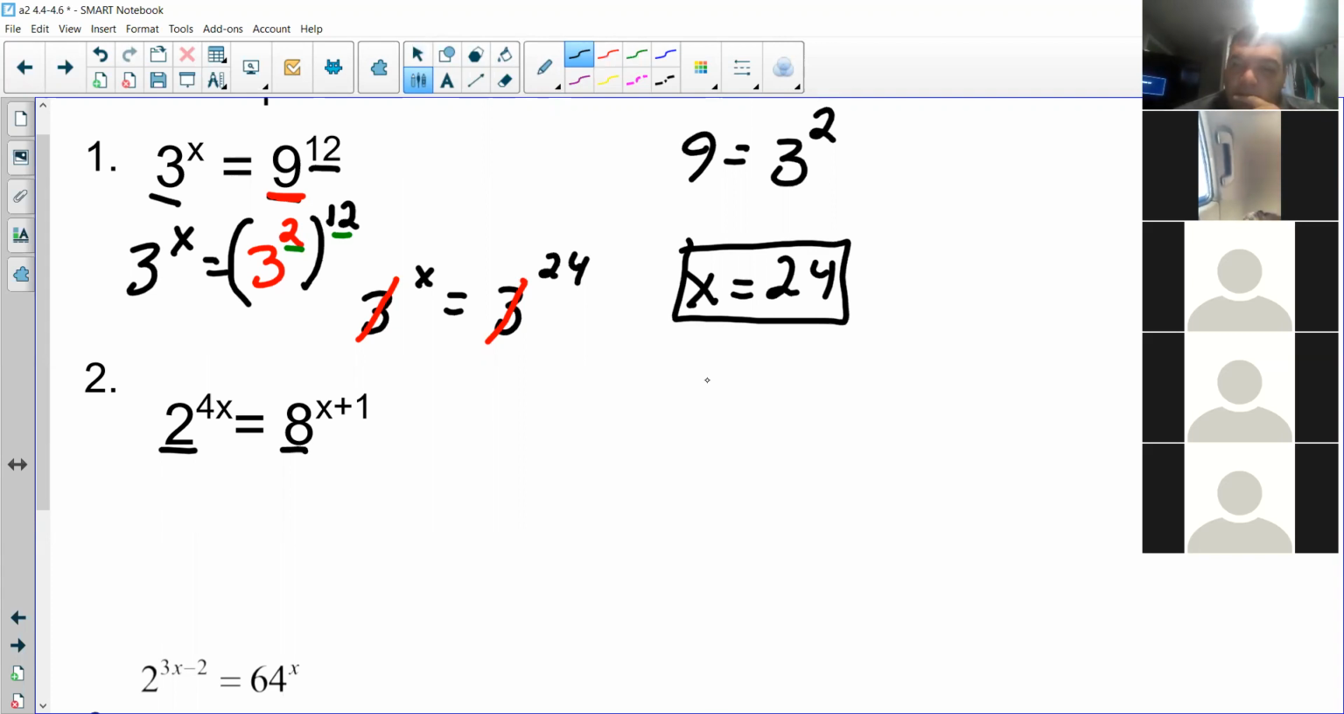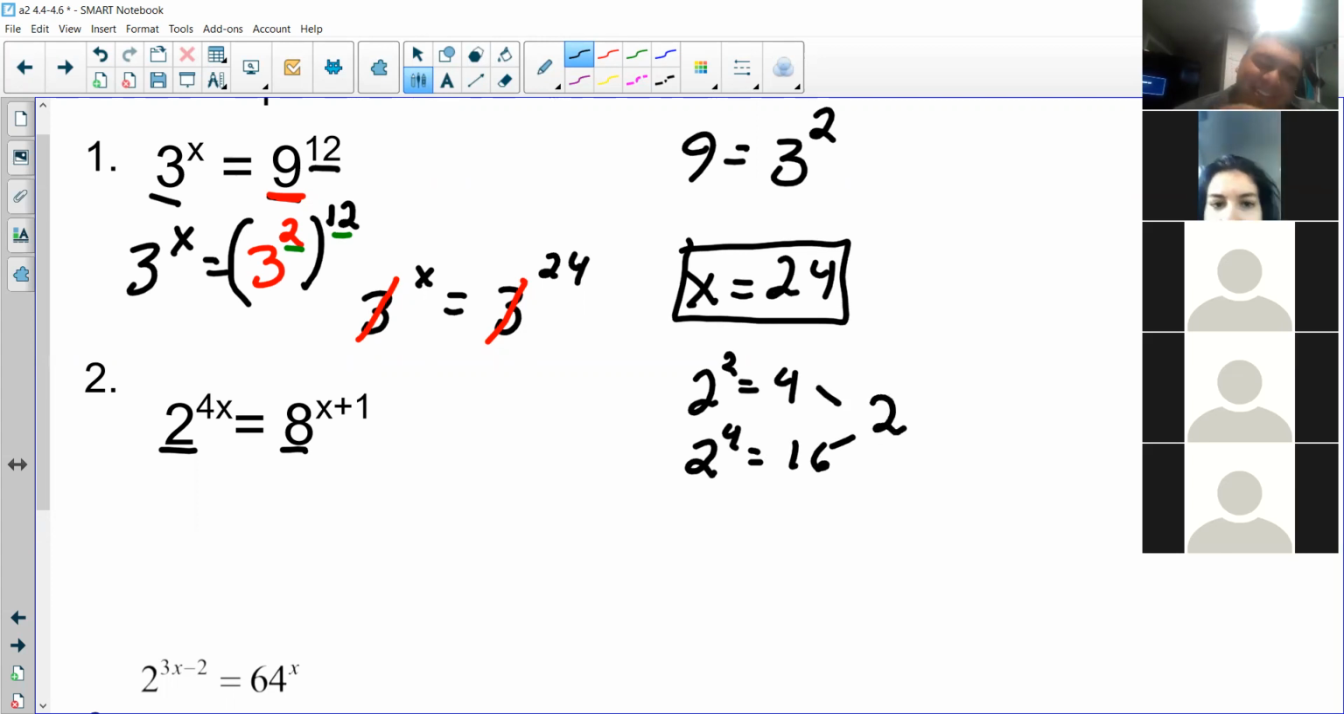Squared? 2 squared would be 4, so no. 2 to the 4th power? Well, 2 to the 4th power would be 16, so probably somewhere in between. 2 to the 3rd power? 2 to the 3rd power would be 8. So what I'm going to do with that information is change my 8 into 2 to the 3rd power.